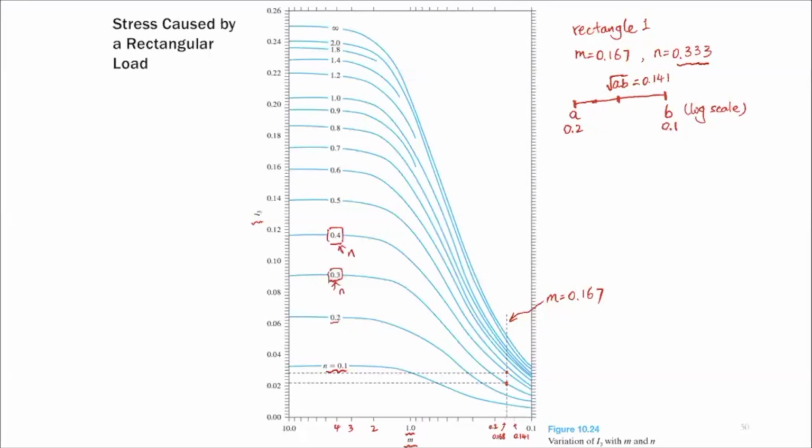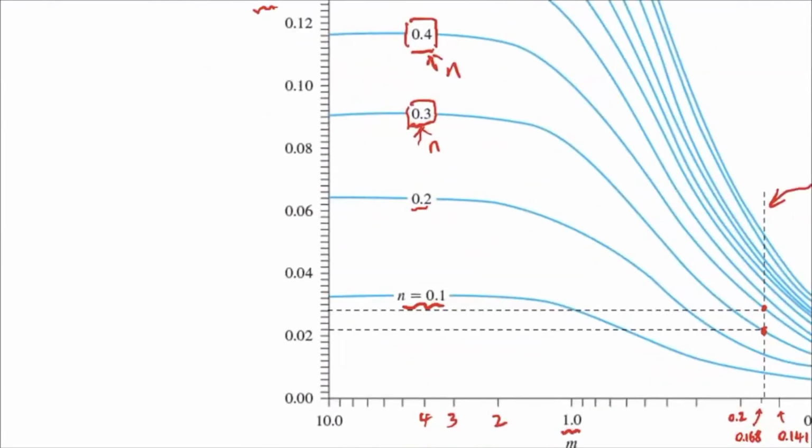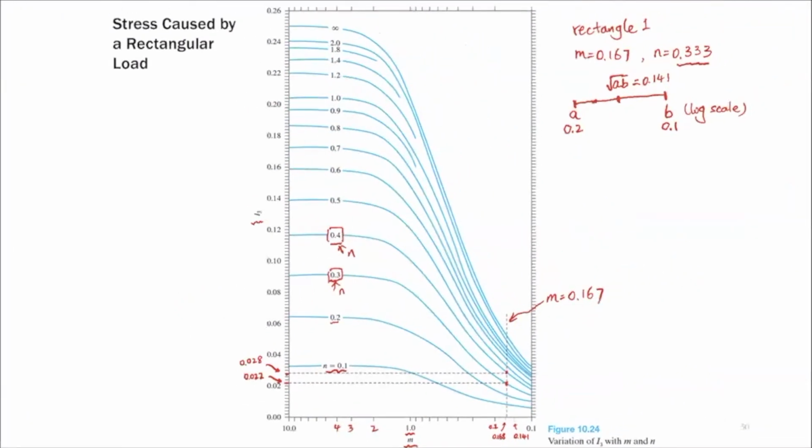So again, let me zoom in a little bit. The first one, the lower value, this intersection, is about 0.022. This is a y value. And then the other value is this one, that's the I3 that corresponds to n of 0.4 and m of 0.167. That's about 0.028. So let me zoom out. So basically read these two values from this curve.